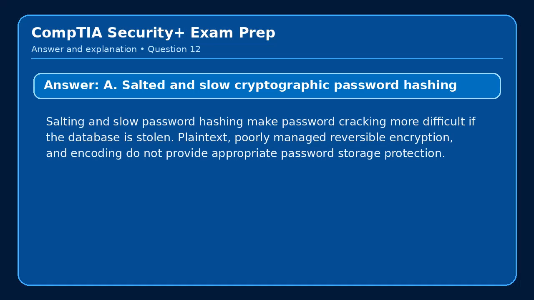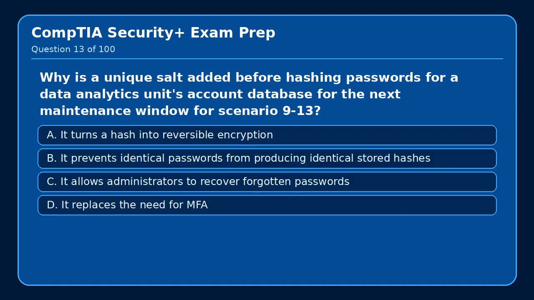Question 13. Why is a unique salt added before hashing passwords for a data analytics unit's account database for the next maintenance window for scenario 9 to 13? A. It turns a hash into reversible encryption. B. It prevents identical passwords from producing identical stored hashes. C. It allows administrators to recover forgotten passwords. D. It replaces the need for MFA.